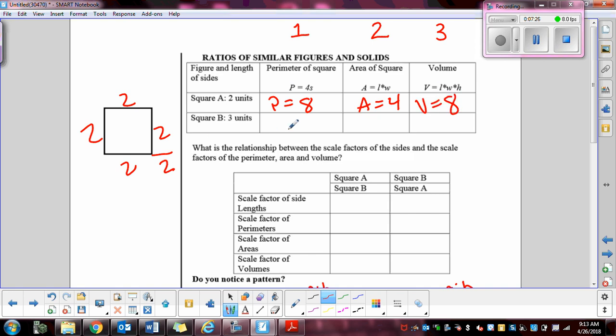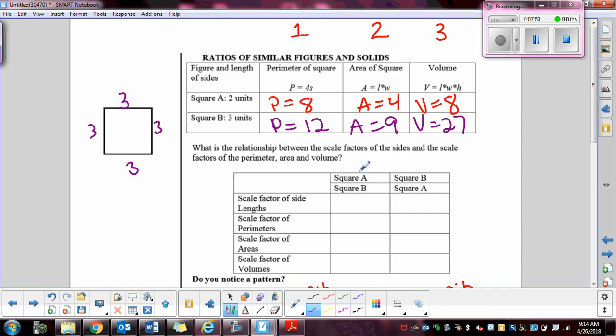Okay, we're going to compare that to a square whose side lengths are going to be 3 units. So this is 3, 3. The perimeter is 4 times 3, which is 12. Our area is 3 times 3, which is 9. And then our volume is 3 times 3 times 3, which is 27.